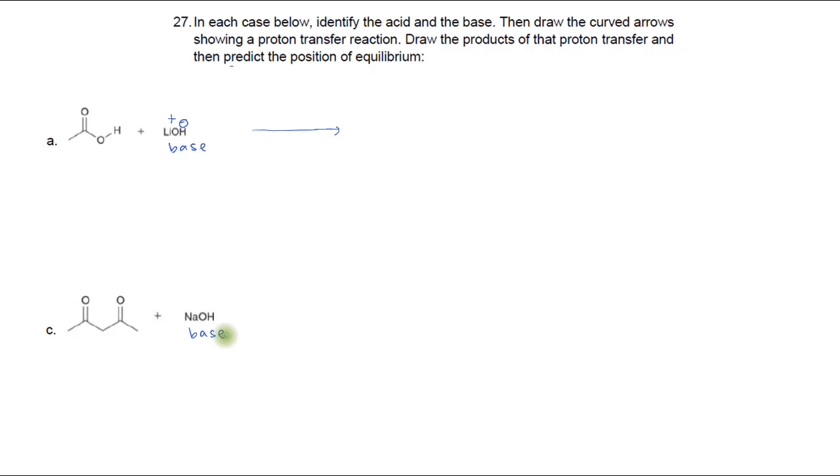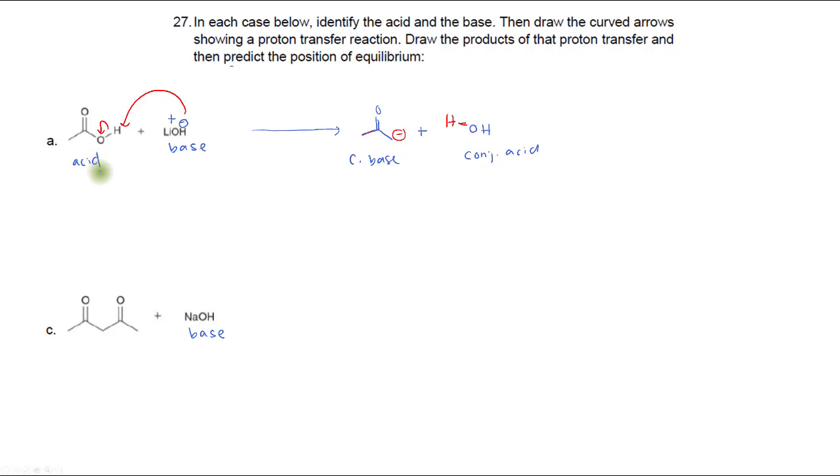So when I draw the products, I know my base has to grab the most acidic proton, which is this H right here that's kind of sticking off there. And those go on to there. So I'll have a minus charge on that carbon, versus with water here. This is my conjugate acid. This is my conjugate base. That one's the acid.